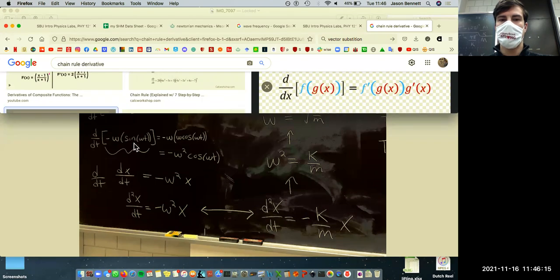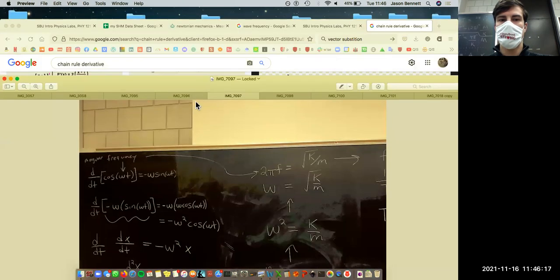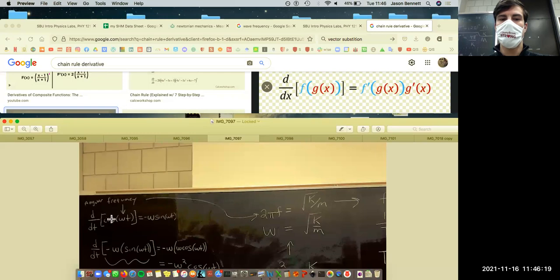So another way to see this: f would be cosine here, and g of t would be omega t. So the time derivative of omega t is just omega. You just take away one of the t's. And the derivative of the cos as the whole function is negative sine.